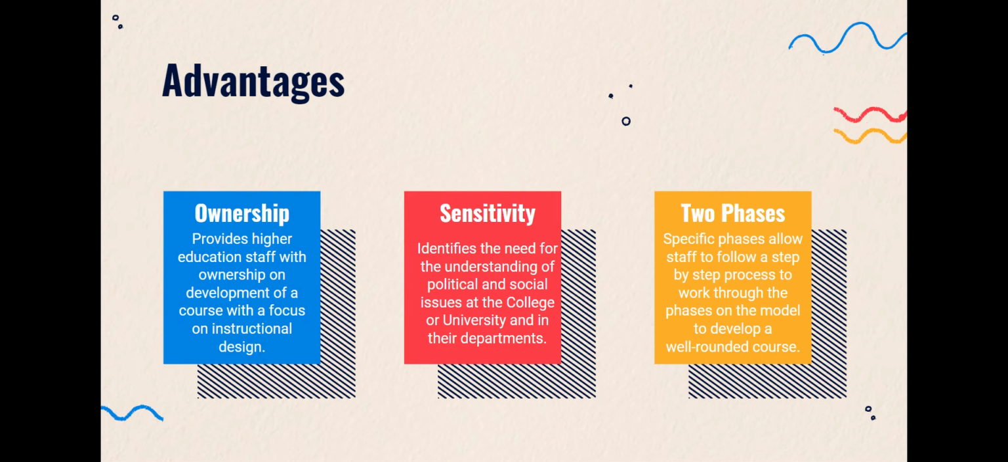Some advantages are ownership. A lot of higher education staff can have ownership with this model because they are developing their curriculum together, owning that curriculum, owning that model with a focus on instructional design. Sensitivity: a big push for the Diamond model was that it identifies the needs of political and social issues at the college or university levels and in their departments.